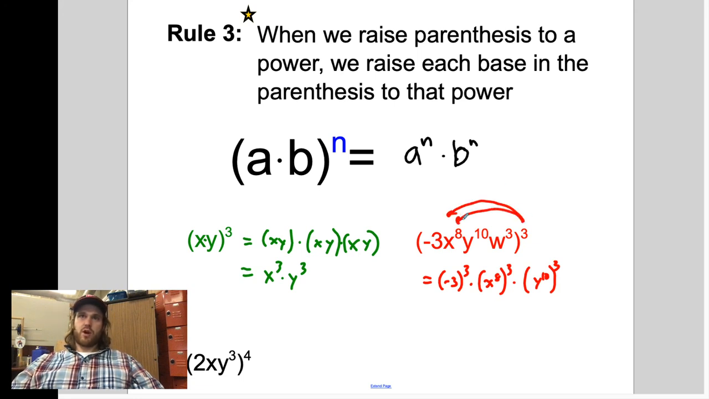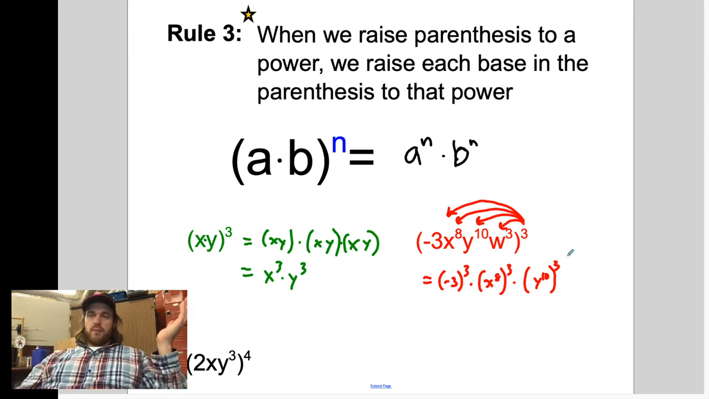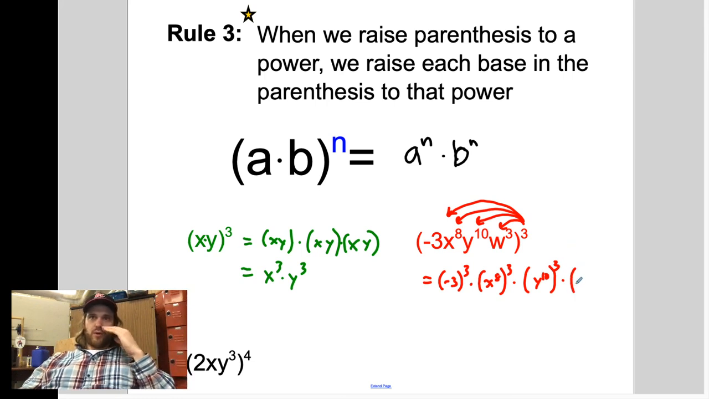Now this looks like the distributive property. It's not the distributive property. That's different. That has to do with distributing multiplication. Here we're using the power, I call it basically a product to a power. When you have a product to a power, you are raising each element of the product to that power. So y to the 10th goes to the third power. W to the third goes to the third power.